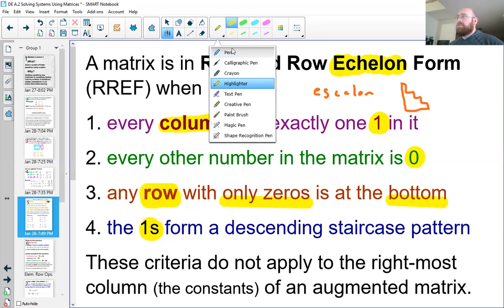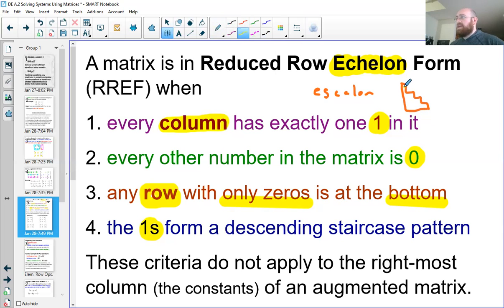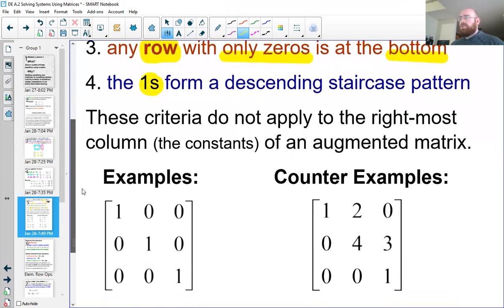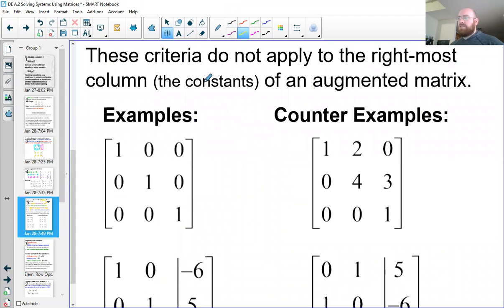So if we come back to this idea of a staircase, we want that staircase pattern to be clear. Sometimes the steps will differ in height or width, but as long as we have that staircase shape, it's in reduced row echelon form. So one last note is that these criteria do not apply to the rightmost column, so the constants of an augmented matrix. We're only interested in the square portion.